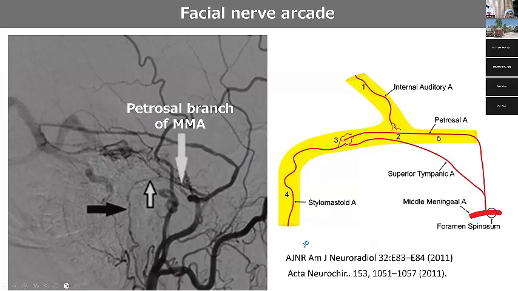Okay. The vascular supply of the facial nerve is also important. Several vessels, such as the petrosal artery of the middle meningeal artery, the internal auditory artery from the ICA, and the stylomastoid artery from the occipital artery, anastomose within the facial canal, and all supply the facial nerve. And so it makes this curve. So this is called the facial nerve arcade. This is a very important structure that we should know in order to avoid facial nerve palsy.